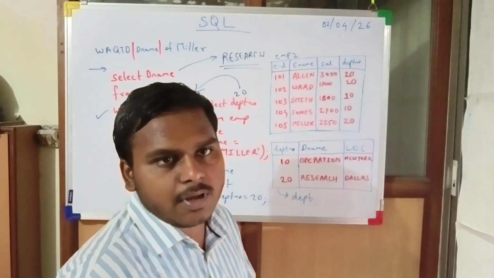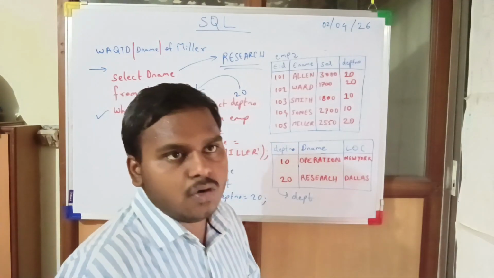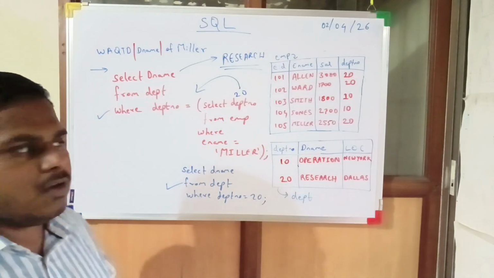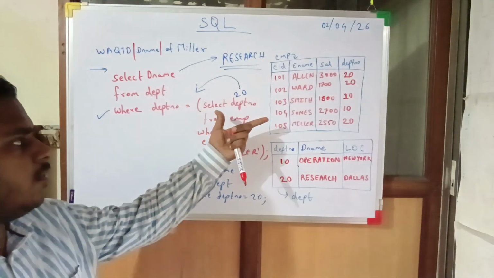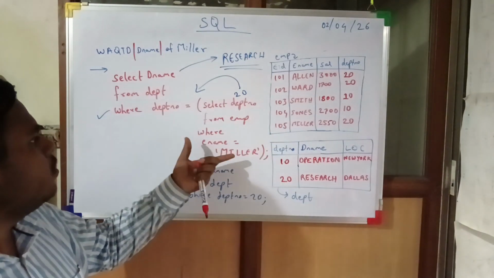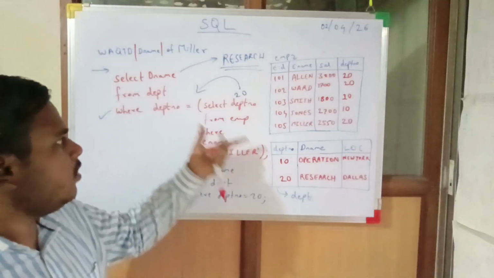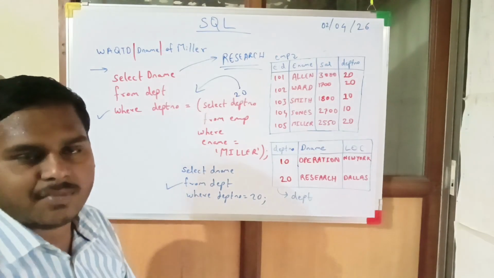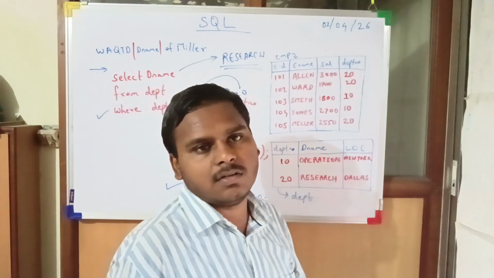Display comes in the outer query. What do I need to know to jump from one table to another table? Department number is the column from which we can jump. And what do I need to find? The department number of Miller. Then only we can get the output. Okay, so you have got it.